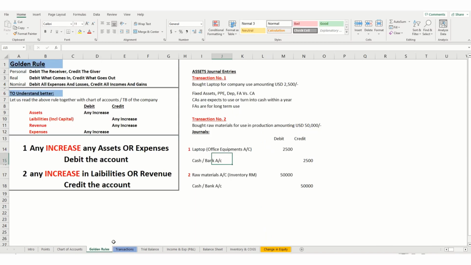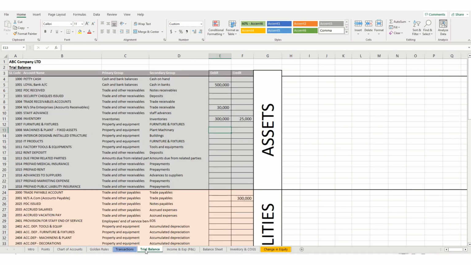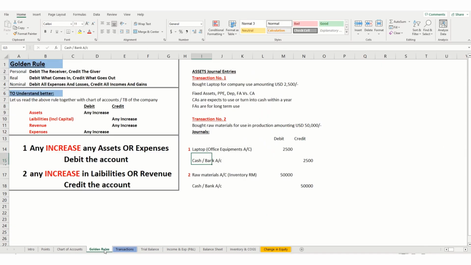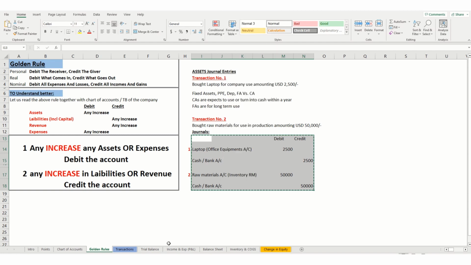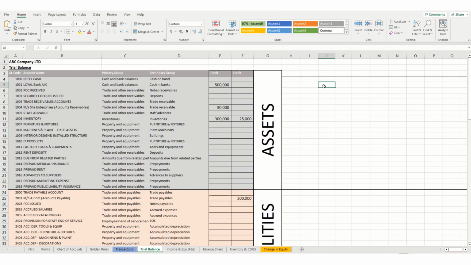Okay, now here we have created two more entries. So these two entries we need to post into this trial balance. How are we going to do that? We will just reflect those balances in the trial balance.